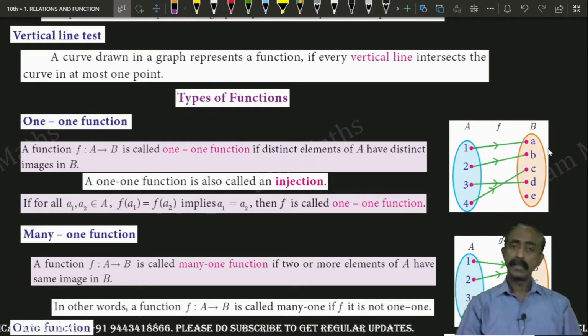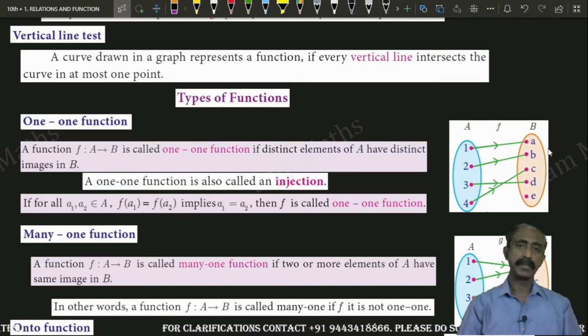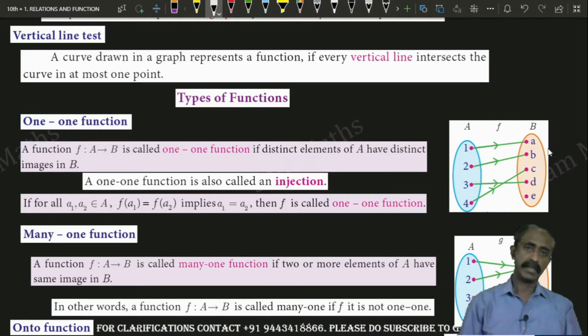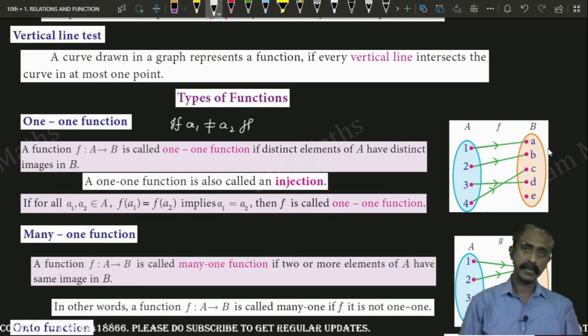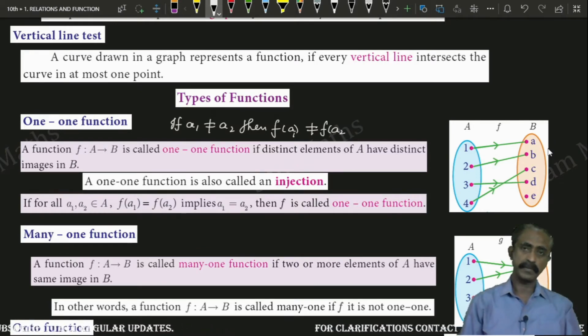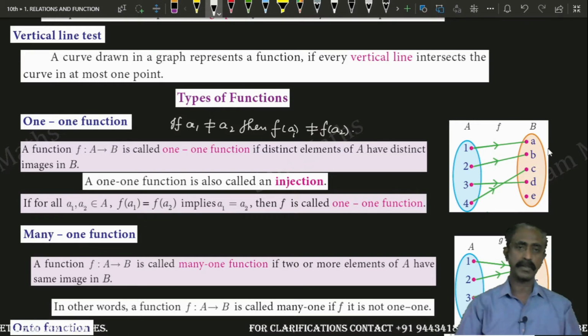Can you follow this? If two images are equal, it means automatically the numbers will be equal. Are you clear? So, in general we can say A1 is not equal to A2 implies f of A1 is not equal to f of A2 for one-one function. I will write here: if A1 is not equal to A2, then f of A1 is also not equal to f of A2. This is the condition for one-one function.